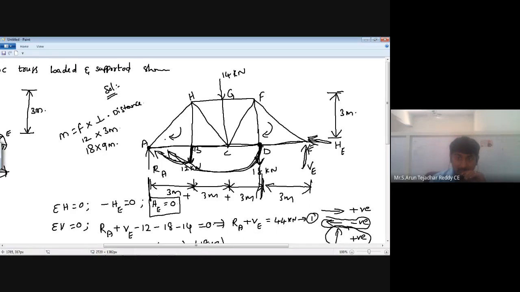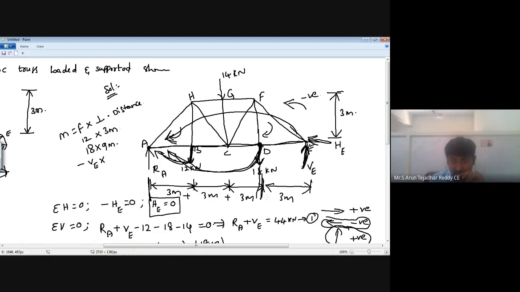At point E, one vertical reaction is acting, and our moment about A means from E to A. The direction is upward from E to A, so it is moving in this way. This is our direction, so it is anti-clockwise direction, take negative. Our reaction is VE and our perpendicular distance from E to A.